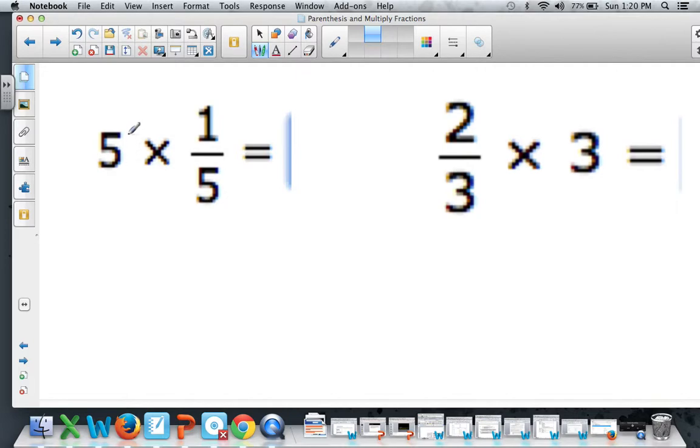Mr. Graham, you said that we had to multiply straight across, but there's no top and bottom to this. Yes, there is. You shut your mouth right now. Yes, there is.